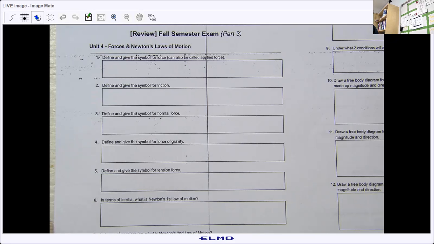Number 12, draw a free body diagram for an object at rest. This is easy. You have the force of gravity or the weight, and then you have the normal force in the upward direction. It's at rest, they should balance equal and opposite.